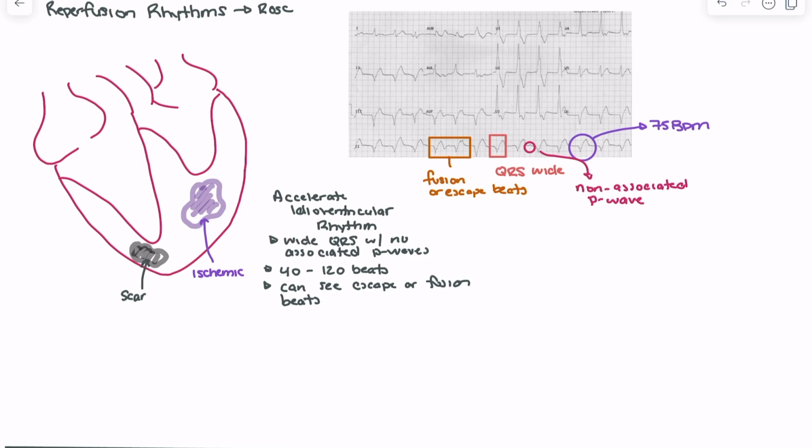Whereas when we have ischemia that is going to be subject to reperfusion, then we're often going to see accelerated idioventricular rhythm, which A, is often more benign, and B, typically self-terminates. So we actually see correction on its own.